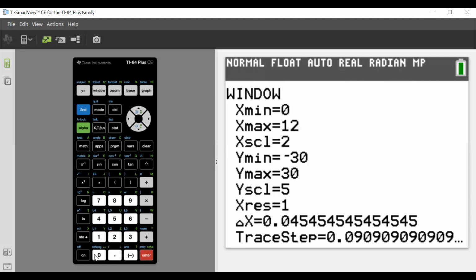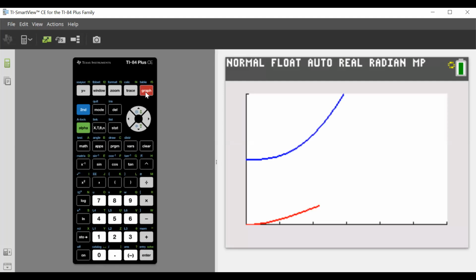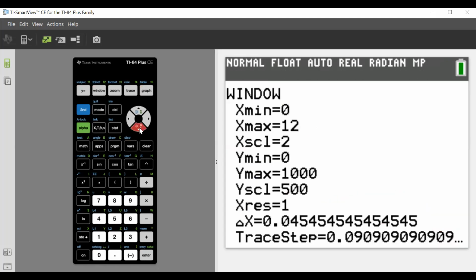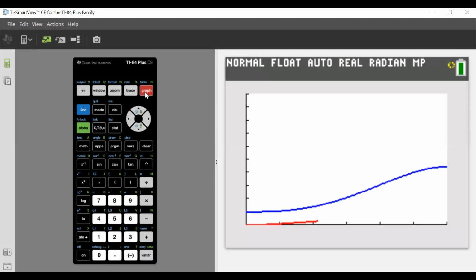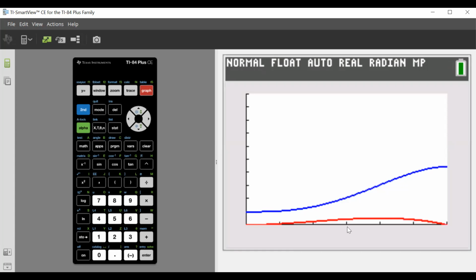All of our values were positive, it looked like. So let's go from 0. And again, I don't know what the highest one is. So maybe let's go to 1,000. Let's go by 500. Okay, now let's see what we have. Maybe we need a little higher. So maybe let's go to 5,000. There we go. And so that's kind of what we have.